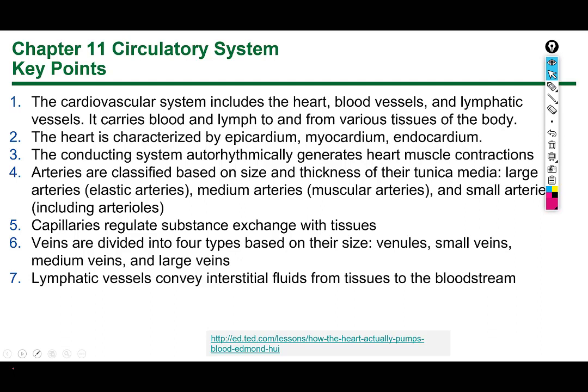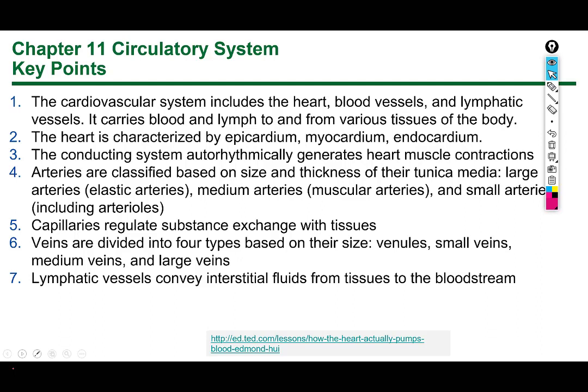So we're going to talk about the circulatory system, and the circulatory system includes the heart, which is basically a muscular pump, but also includes tubes that your blood travels in, those are your blood vessels, and lymphatic vessels that carry away what leaks out of the tubes. So the lymphatic system and the circulatory system are technically separate, but they are linked. So we're going to talk about both of them here.